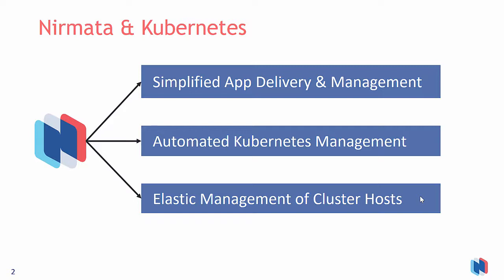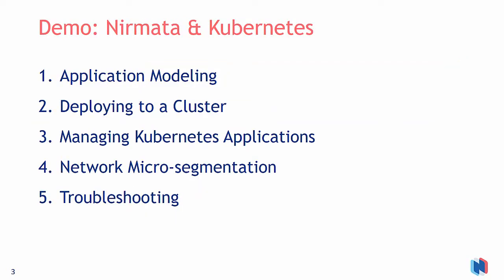So this could be integrations with AWS and Azure for public clouds, for example, or with private clouds like OpenStack and vSphere. Today, what we're going to focus on is the first aspect, the application delivery and management, which is most important to DevOps teams.